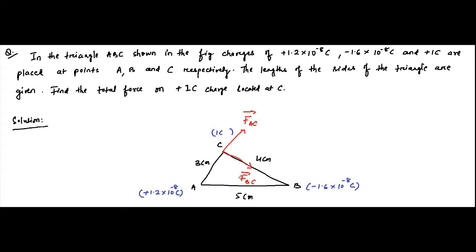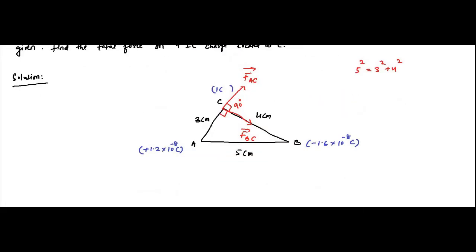Now here, this angle is 90 degree. Why? Because if you see, this is a right angle triangle where the hypotenuse 5 square is equal to 3 square plus 4 square, 9 plus 16, 25. Pythagoras theorem. So this is 90 degree. So this angle will be also equal to 90 degree, which is the angle between the vectors FAC and FBC. So first let us determine FAC and FBC, then we'll proceed.